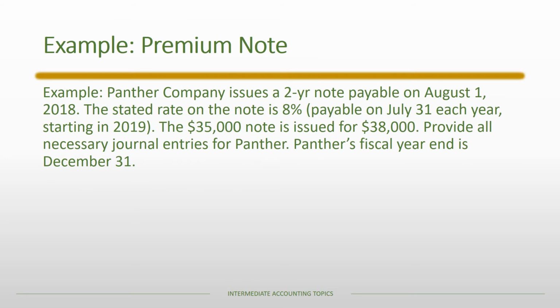Panther Company issues a 2-year note payable on August 1st, 2018. The stated rate on the note is 8%, and it's payable on July 31st each year. The $35,000 note is issued at $38,000. Provide all necessary journal entries for the company, and the fiscal year end is December 31st.